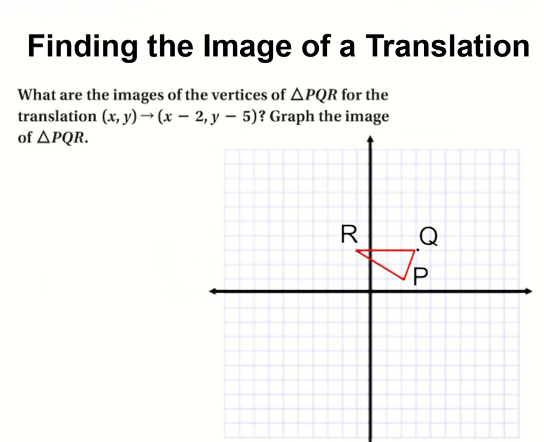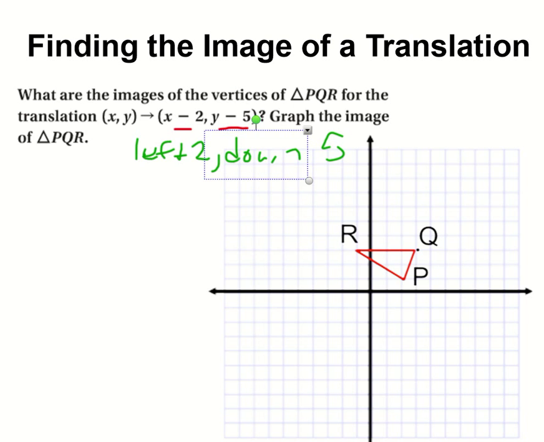Let's take a look at some of that notation in the plane. So it says, find the image of a translation. What are the images of the vertices of triangle PQR for the translation x, y maps to x minus 2, y minus 5? I find that when we have something like this, it's easiest to identify what it's doing. So if it's moving x by negative 2, we're going to go left 2. And if it's moving y negative 5, that's down 5. So we're going to take each point of PQR and do that to it.